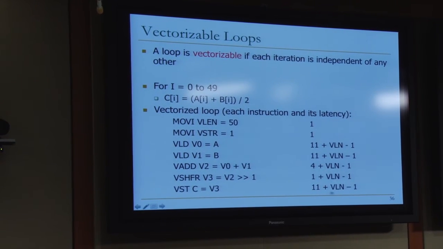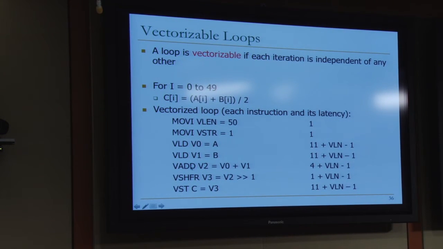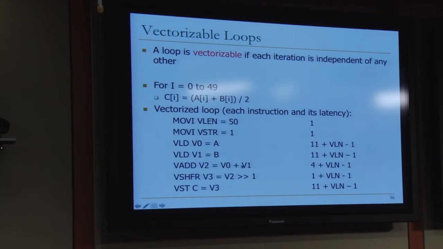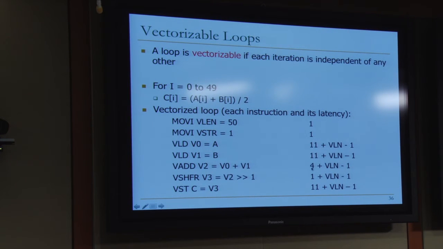And these are the latencies of the operations, basically. For example, to do the addition of the first elements of vector register 0 and vector register 1, you take 4 cycles. But because the adder is pipelined, the next element comes back after the fifth cycle. And then you basically have sustained one element per cycle in the adder.